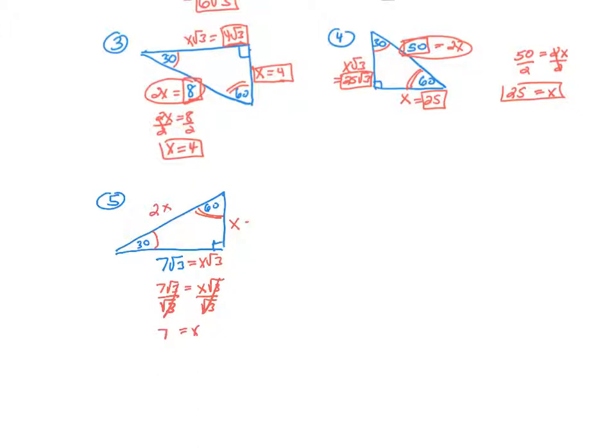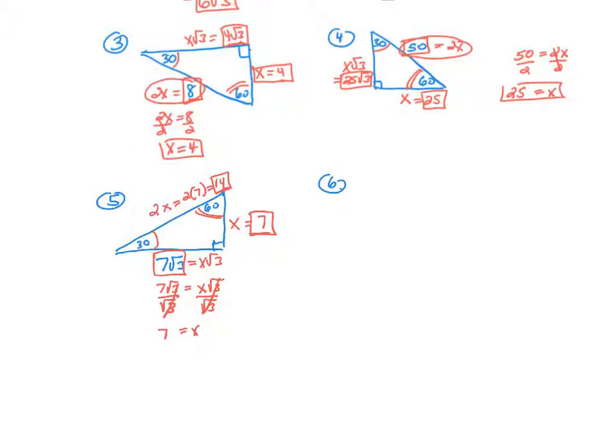Okay, so use it right here. x equals 7, that's the short side. Hypotenuse will be 2 times 7, or 14. So the sides are 7, 7 square root of 3, 14.